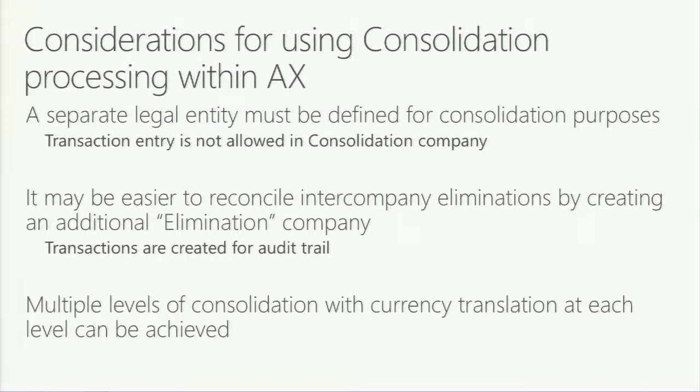And then you can achieve multiple levels of consolidation with currency translation at each level. We just looked at one, but then that Contoso North America, in my example, could also be a source company in another consolidation. So you could do multiple levels of consolidation with currency translation at each level. So now I'll turn it over to Jill.